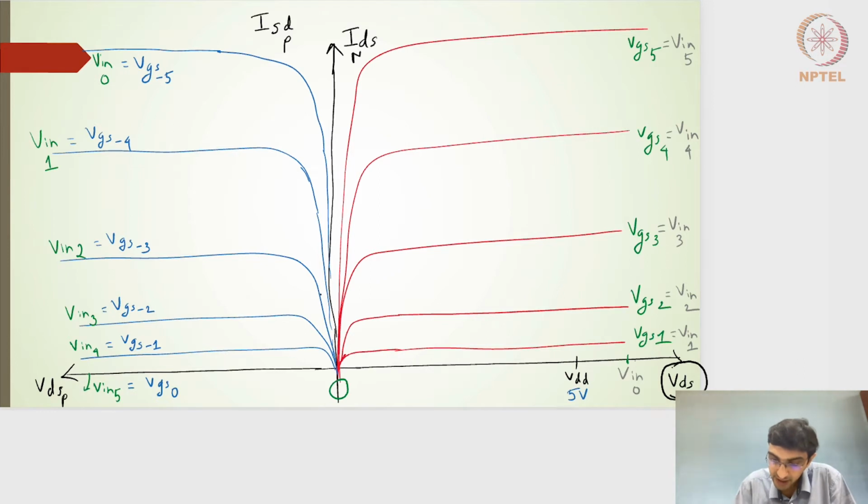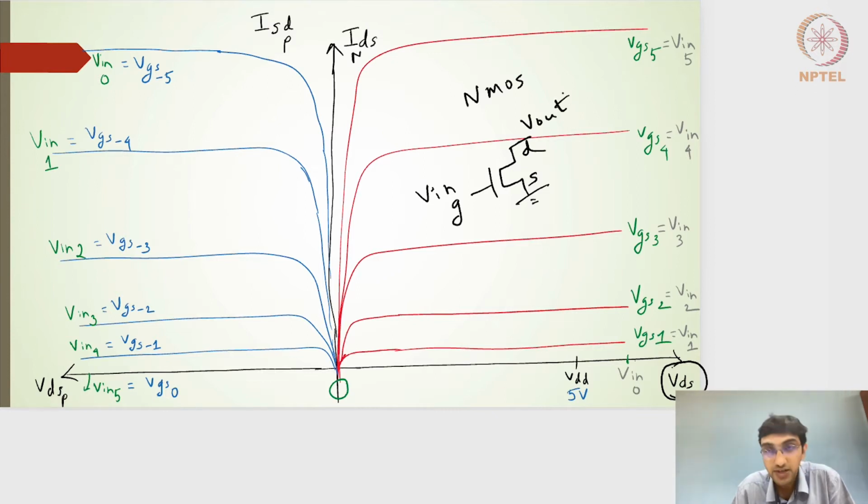We had drawn this particular NMOS profile assuming that the NMOS is a standalone transistor, not connected to the PMOS. On one side of the NMOS, the gate is connected to the V input voltage, this one is the source and this one is the drain, and the drain is connected to the output node V output, and the source is connected to the ground. That's what we have drawn: the profiles of the NMOS transistor, which is the current versus the VDS profile.